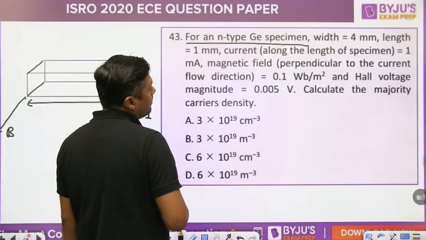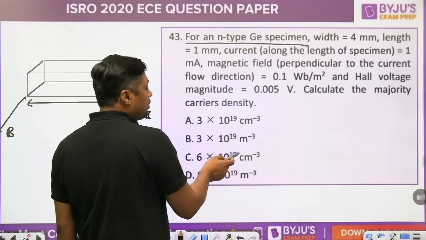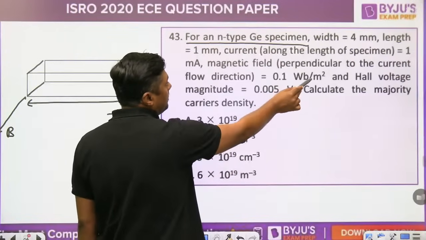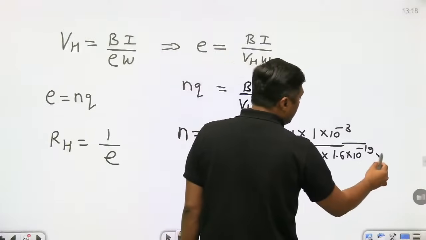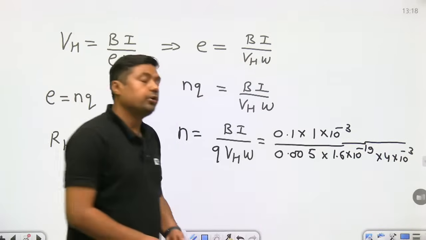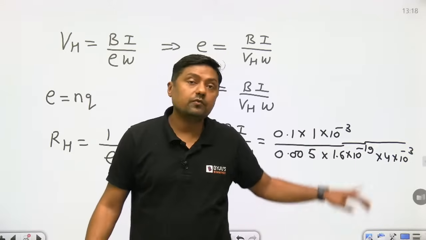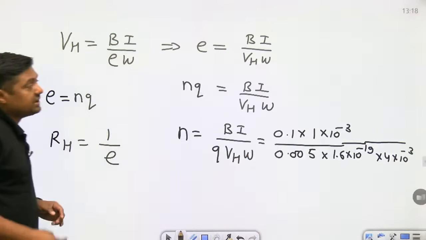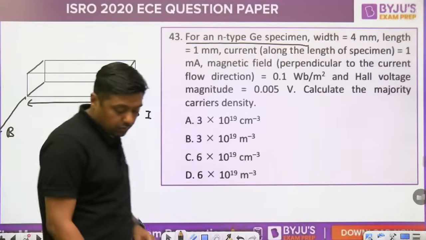Now remember, is it given per meter cube or per centimeter cube? Be careful about the unit, guys. Here it is Weber per meter square. To convert 4 mm into meter, it is 4 into 10 raised to power minus 3, because 1 mm means 10 raised to power minus 3 meter. Now you can find the value of concentration N. Easy, guys. So that is the question, but be careful about the unit.